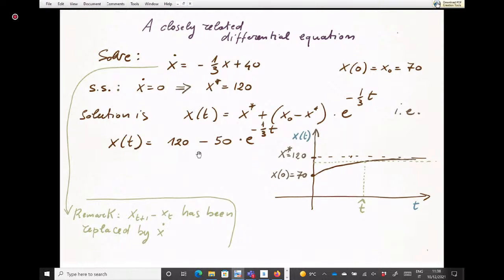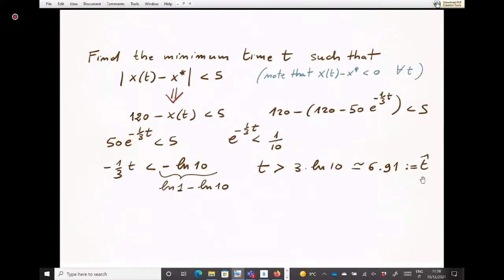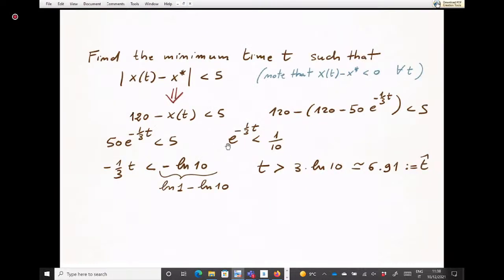And the final expression for the particular solution will be 120 minus 50 exponential minus 130. And the qualitative behavior is the same, okay? So one question could be: given the solution, find the minimum point in time t such that the difference between the level of our variable and its steady state is less than 5.